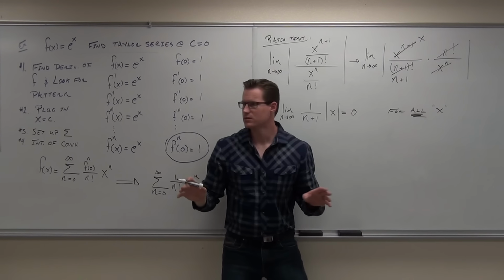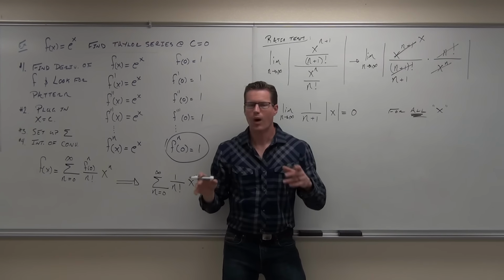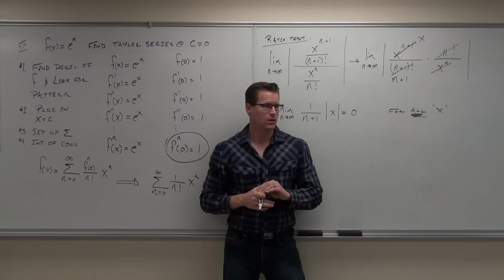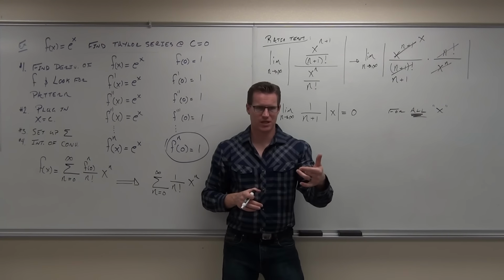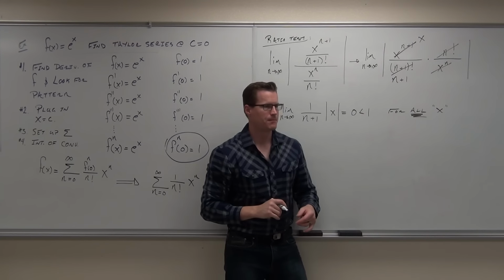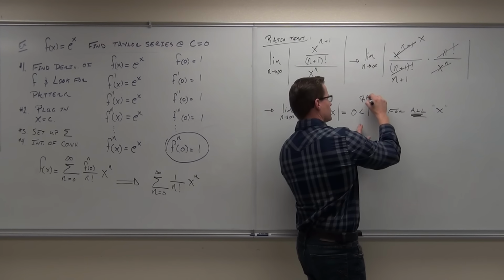For all x. You with me? Now, why is it important that we got a 0 here? Does that help us at all? It's less than 1. Ah, this was the ratio test. Since 0 is always less than 1, ratio test.